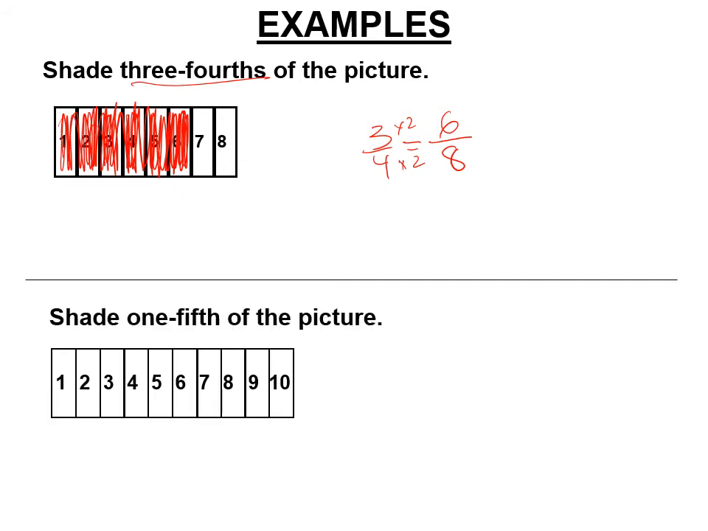Shade 1/5 of the picture. Well, 1/5 equals how many out of 10? Well, it equals 2 out of 10. So 1/5 of this is 2 out of 10.